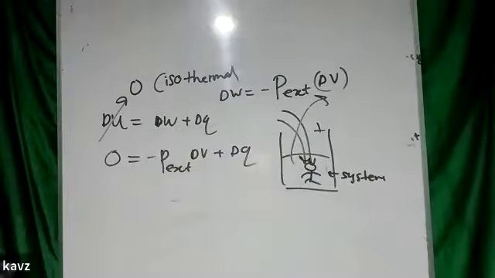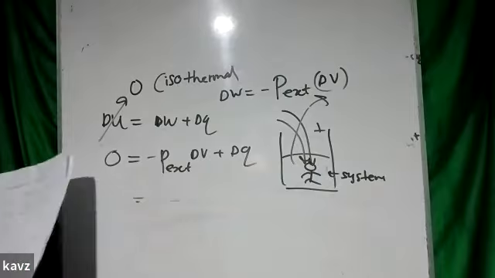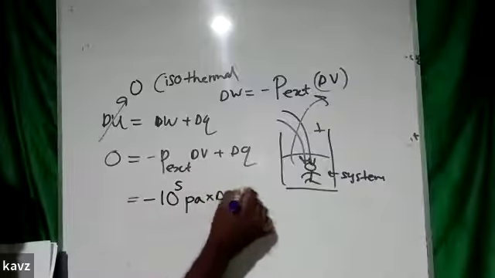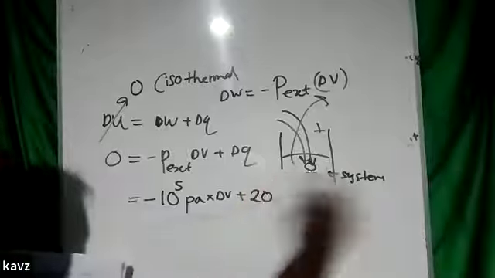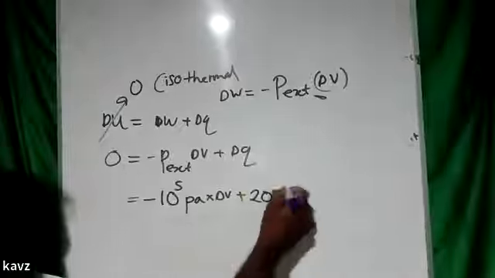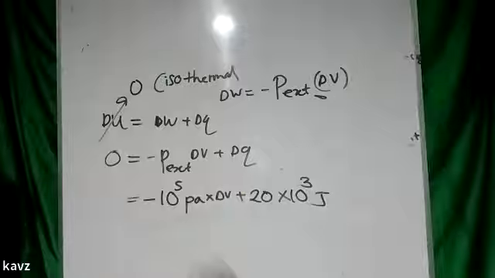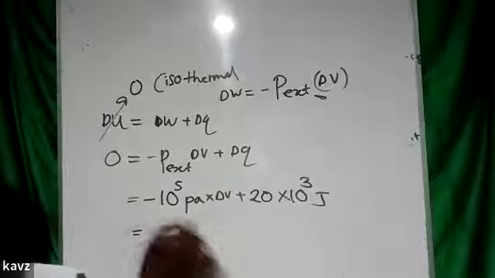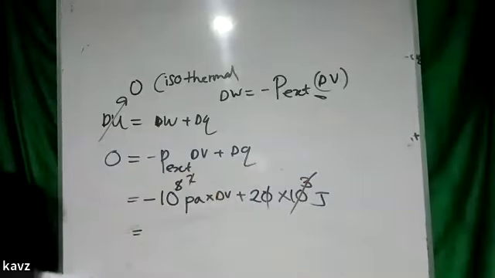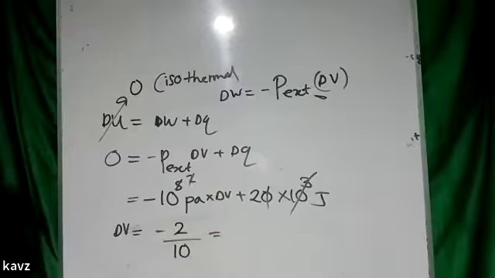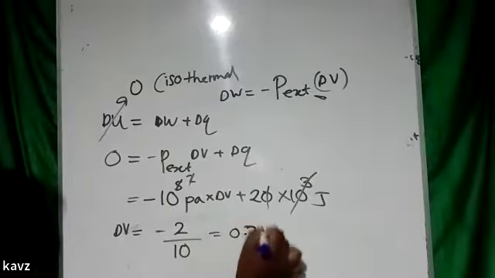Heat is given means it is plus. They're asking about the change in volume. Minus 10 to the power 5 pascal times delta V plus 20. All the terms should be applied in SI units, so I have to put 10 to the power 3 joules, and it will be... so delta V equals to... cubic meters.